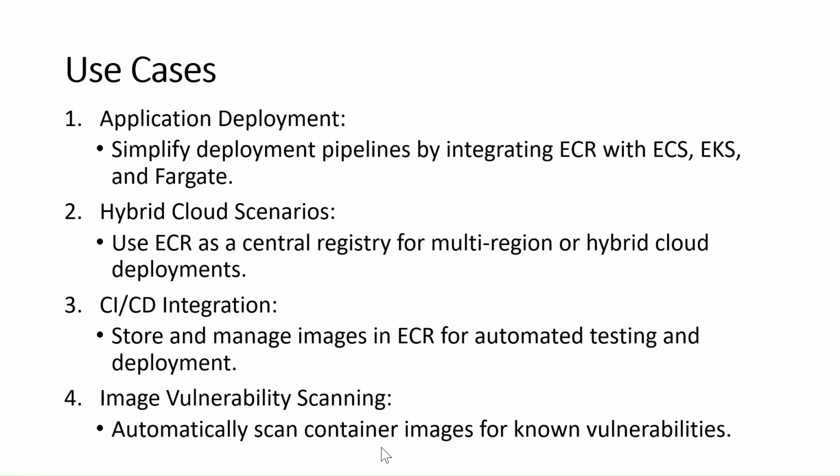And lastly, image vulnerability scanning. Automatically scan container images for known vulnerabilities. AWS ECR can automatically scan your container images for known vulnerabilities in the operating system or libraries used by your application. This will help you identify security issues before deployment. It will help you keep your application safe and reduce the risk of exploits.